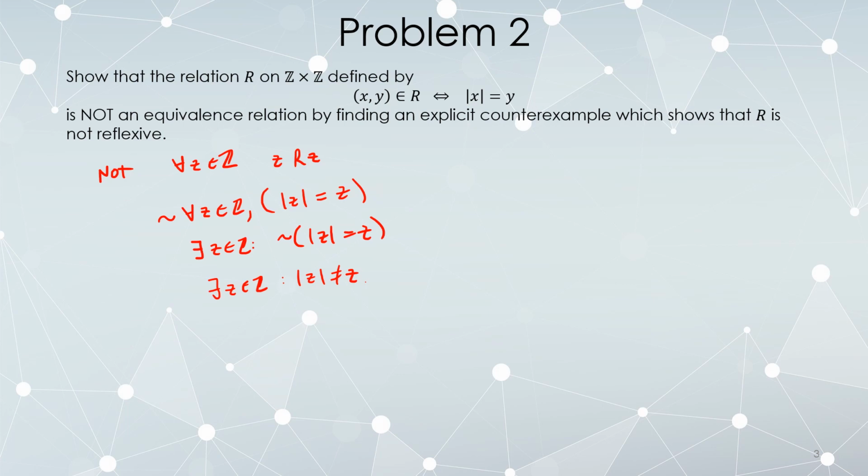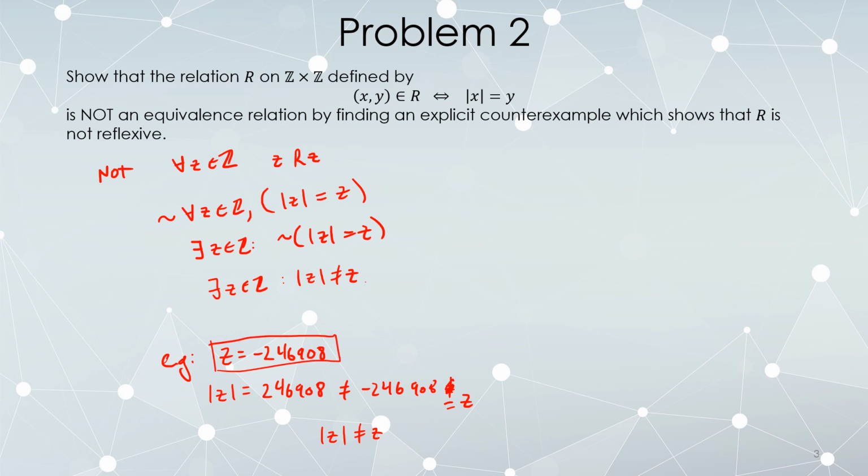Are there any numbers you can think of that have to be integers whose absolute value is not the same number you started with? Sure. There are lots of examples, but if we pick, for example, z equals -246,908, well then, the absolute value of z is 246,908, which isn't equal to the negative version of that number. In other words, it is not equal to z. So we have an integer z that isn't equal to its absolute value. Any negative integer other than 0 would have worked here, okay, but I just went with this one. So there is one particular integer that shows this relation is not reflexive, and if it is not reflexive, it is not an equivalence relation.